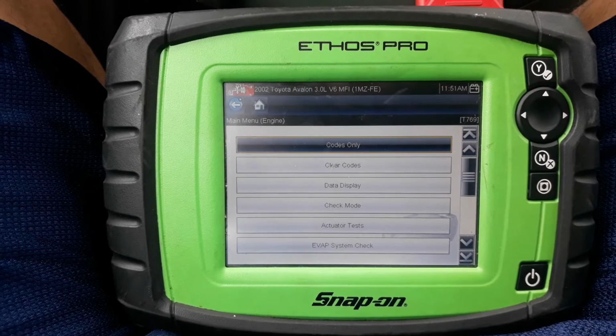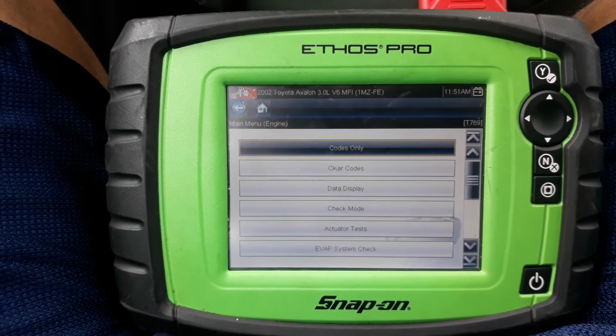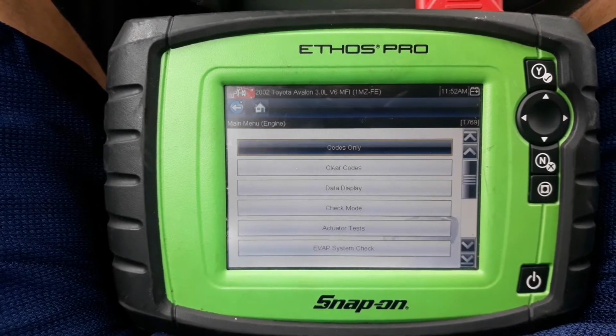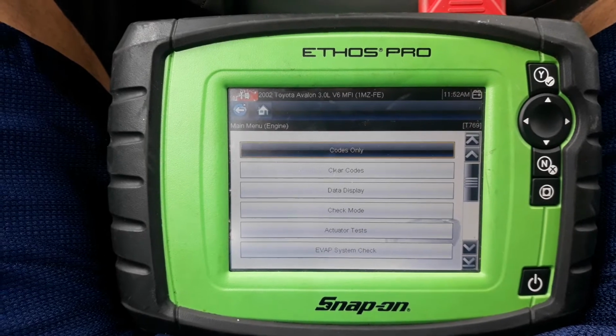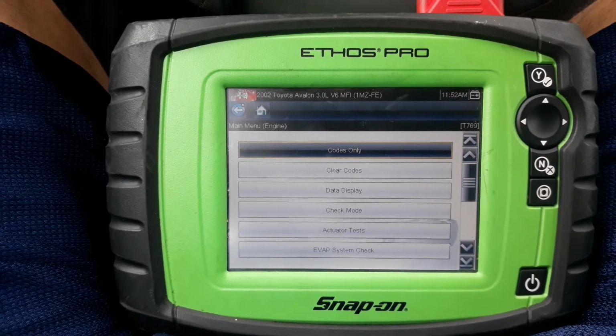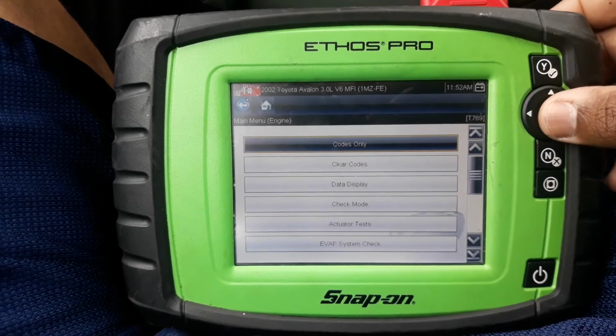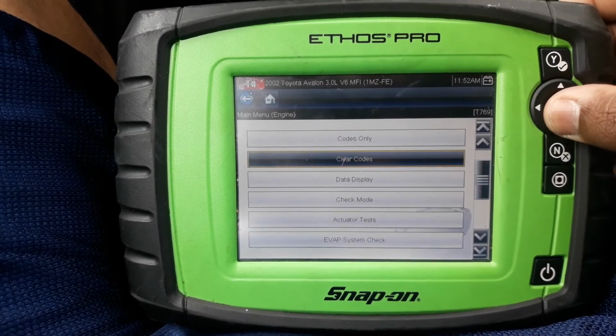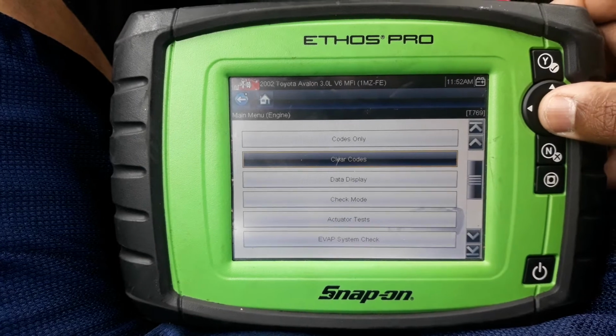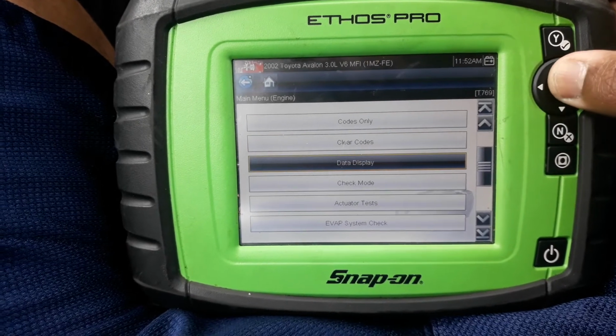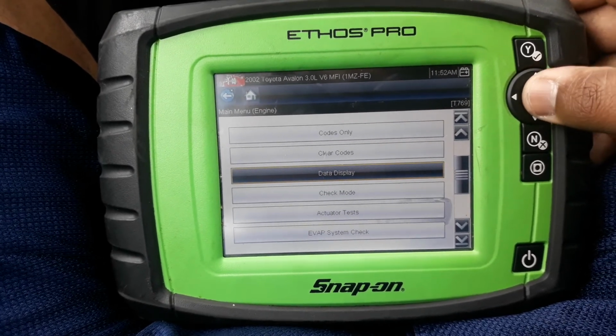Let's discuss some of the features of using a scan tool. We're going to go over trouble codes. I'll go down the line, types of trouble codes, and then clearing codes. We're going to go into live data.